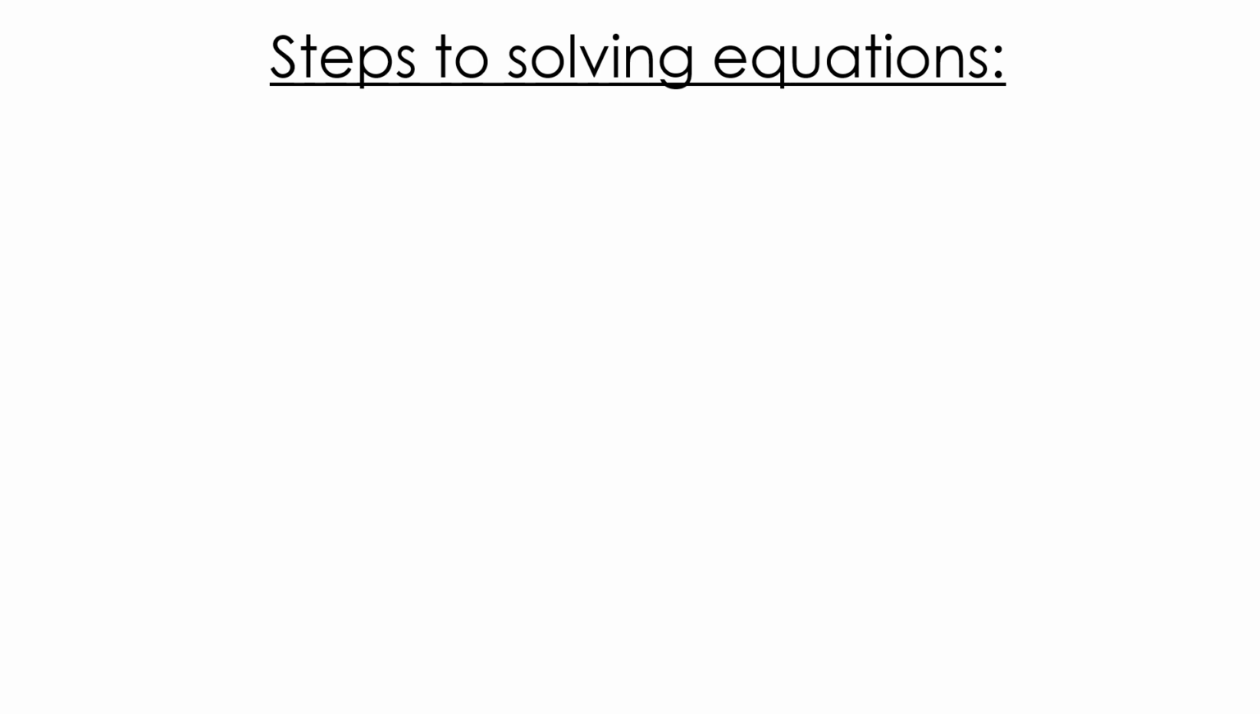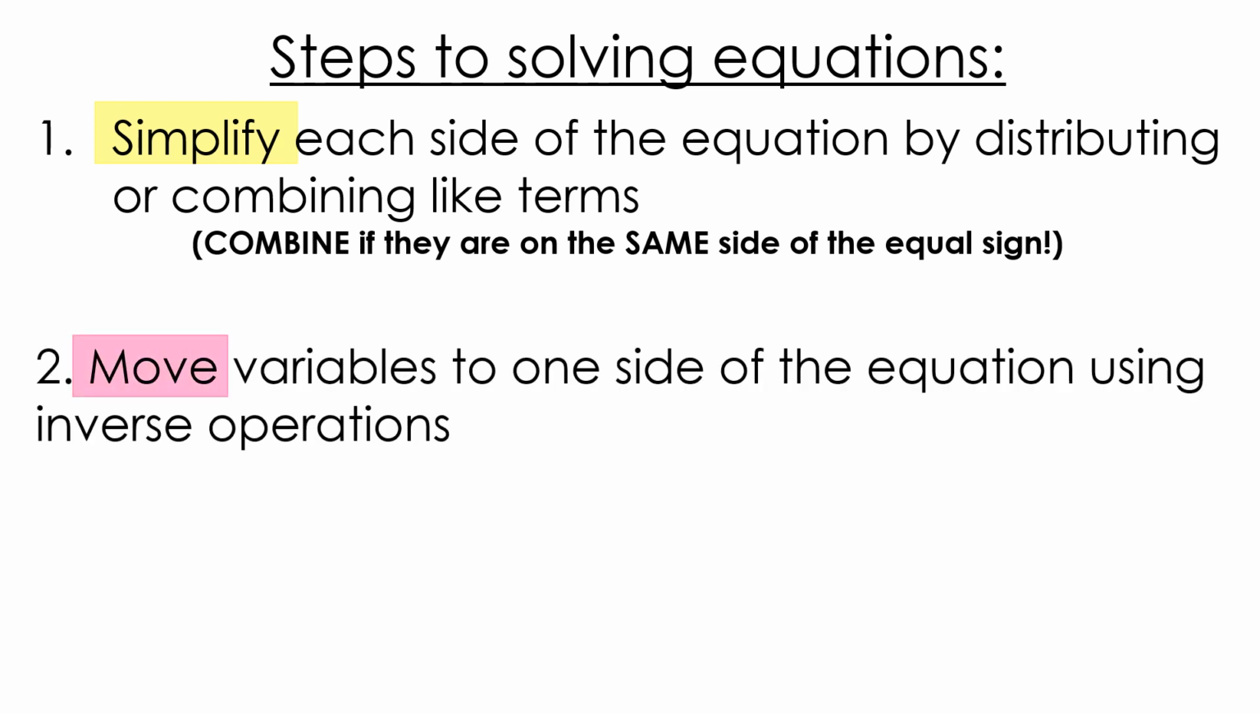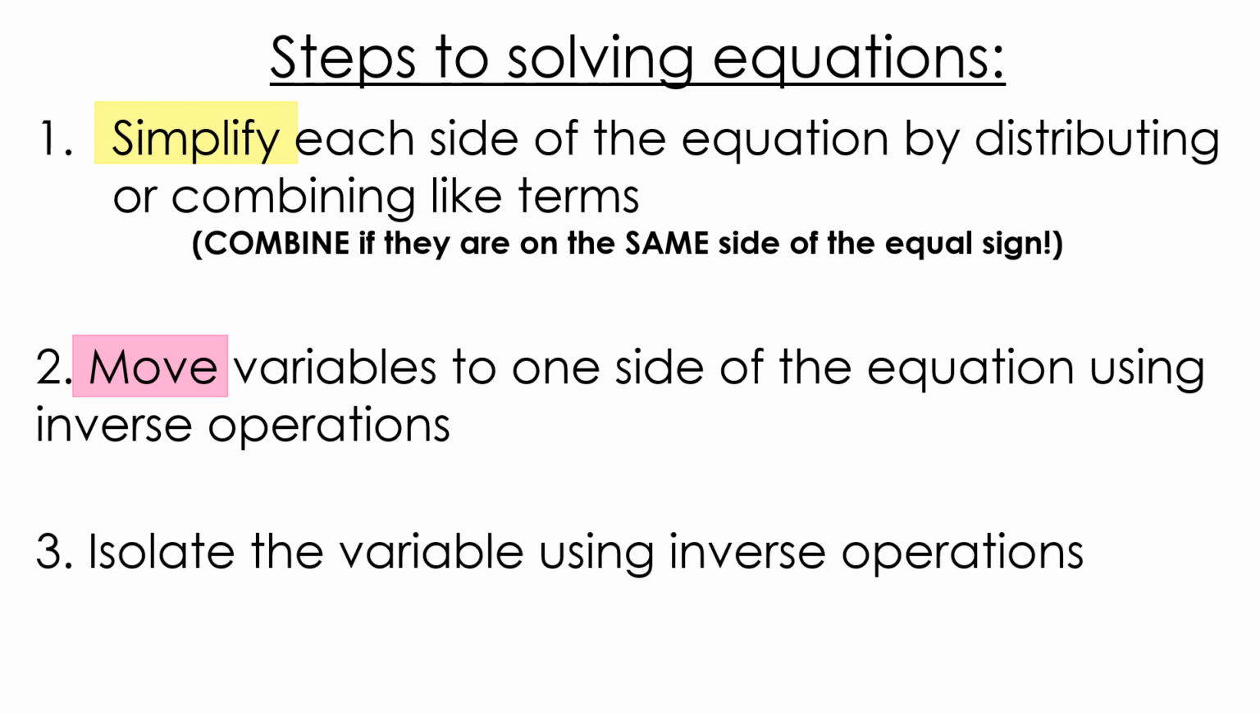Let's review steps to solving equations. The first step is to simplify each side of the equation by distributing or combining like terms. Remember, you can only combine if they are on the same side of the equal sign. Step 2 is to move the variables to one side of the equation using inverse operations. Step 3, isolate the variable by using inverse operations. The goal is to get the variable by itself.